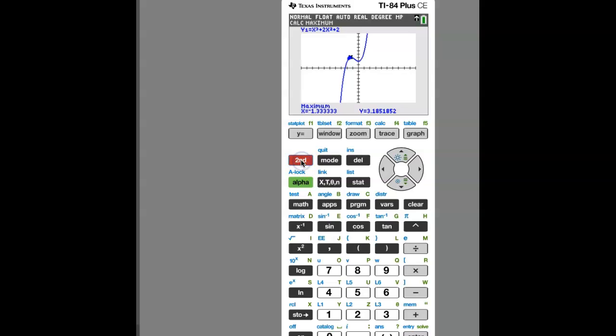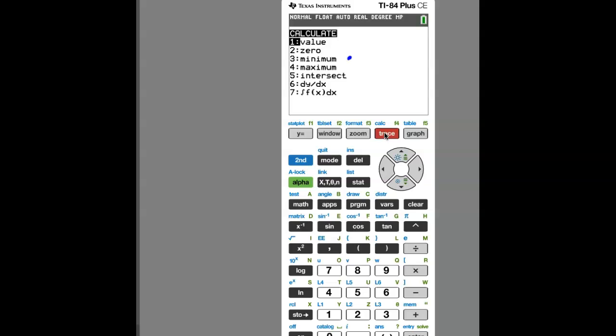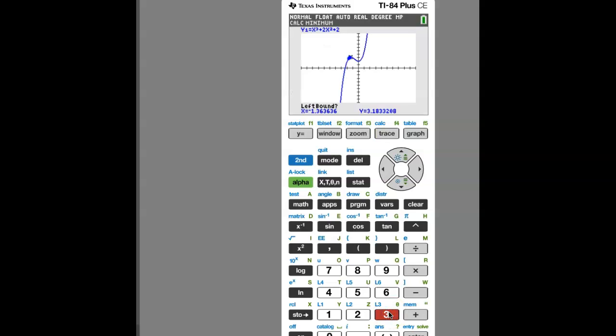All right, to find our min, second trace again. This time we're going to choose option 3, minimum. And we're going to move our cursor just to the left of our low point and lock that in. Move it around that bottom point, lock it in, and bypass our guess. Now, notice here our minimum is negative 1.378e negative 6. That means our decimal is really 6 spaces to the left. So when you see something like this, we're really saying our x is just a 0, and our y is 2.